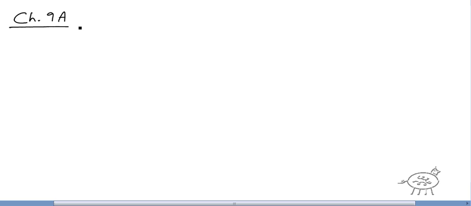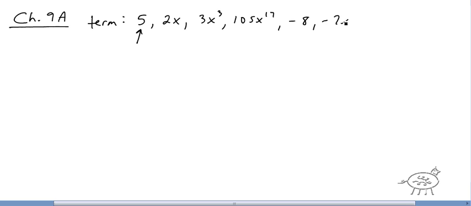What we're going to be doing here is working with something called polynomials. Before we even talk about a polynomial, I want to define something called a term. A term is the number 5. That's a constant. Let's label some. 5 is a term, 2x is a term, 3x cubed is a term, 105x to the 17th power. Each one of those represents a term. You can have negative terms, negative 8, negative 7x to the 5th. Those are all terms.